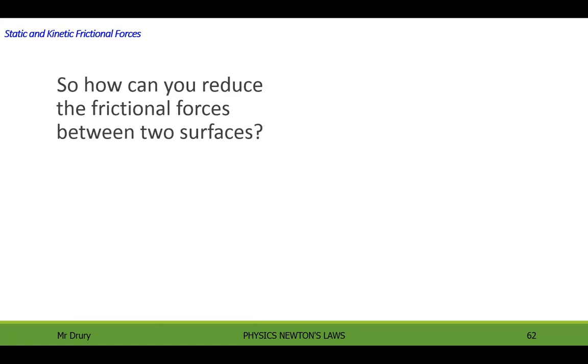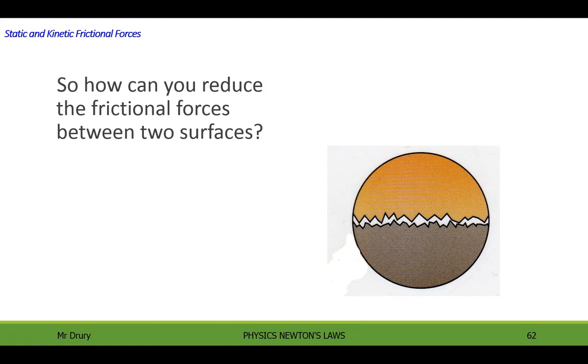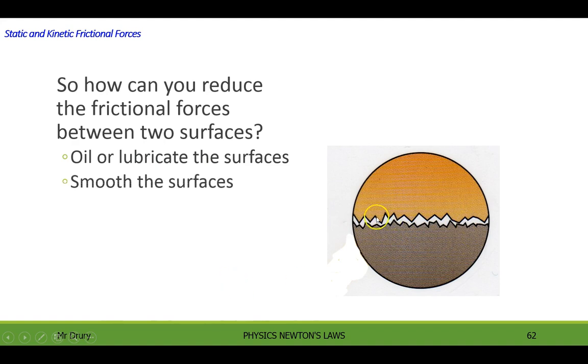So how can you reduce frictional forces? Well, you can oil or lubricate them. And if you're oiling or lubricating them, really what's happening is you have two surfaces that are no longer riding on each other, but they're riding on the lubricant. You can smooth the surfaces so there's less interaction between the two objects.